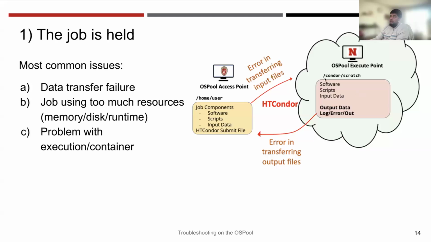So these are the things. The right side is the cartoon, and the left side explains in detail the purpose by category. Like if you have any data transfer failure, your job is using too much memory or disk, going over the resources that you specified in your job submit file, or if there are any issues with the container or your software, with the execution, your job would go on hold.